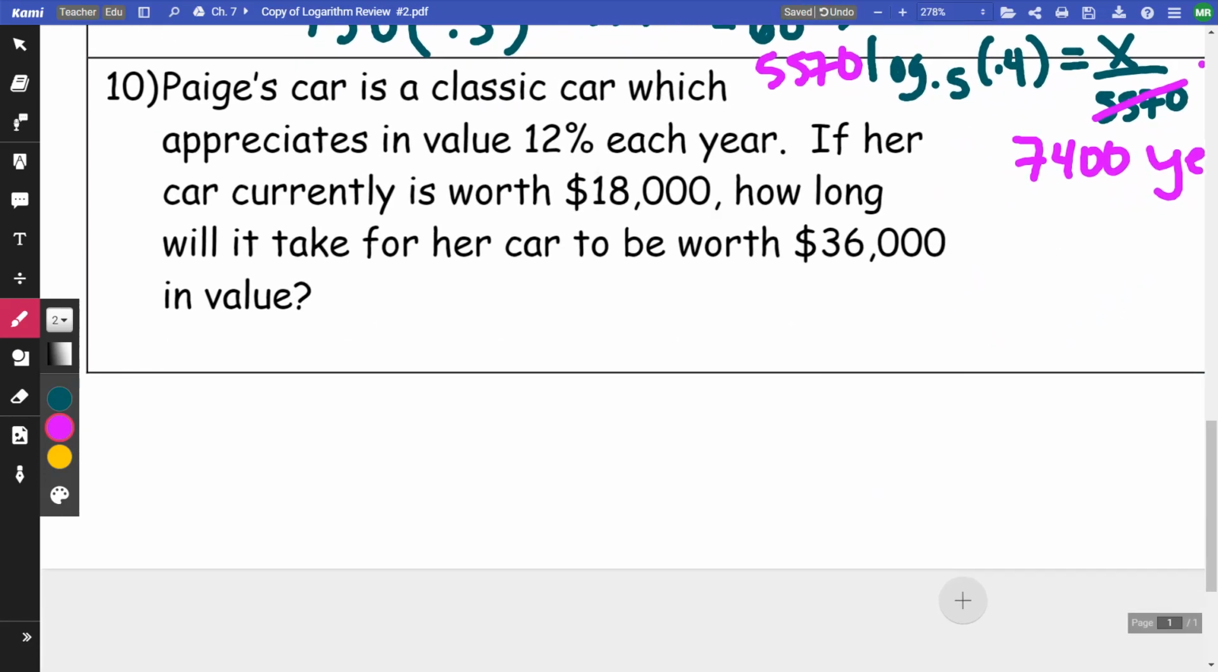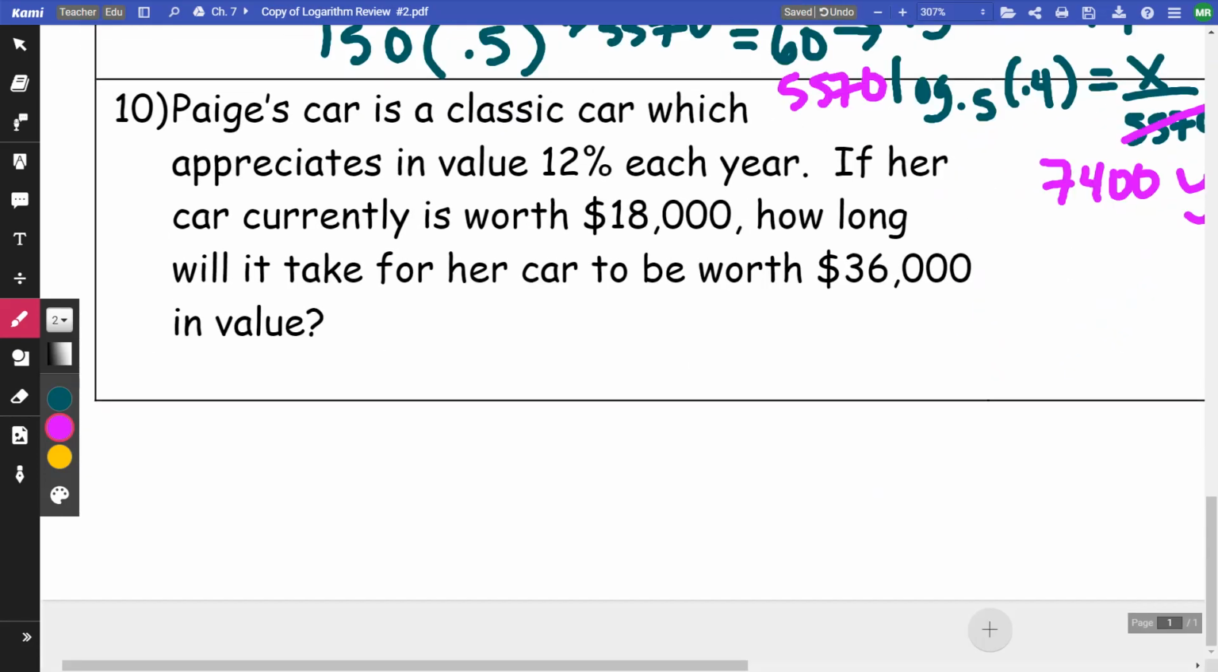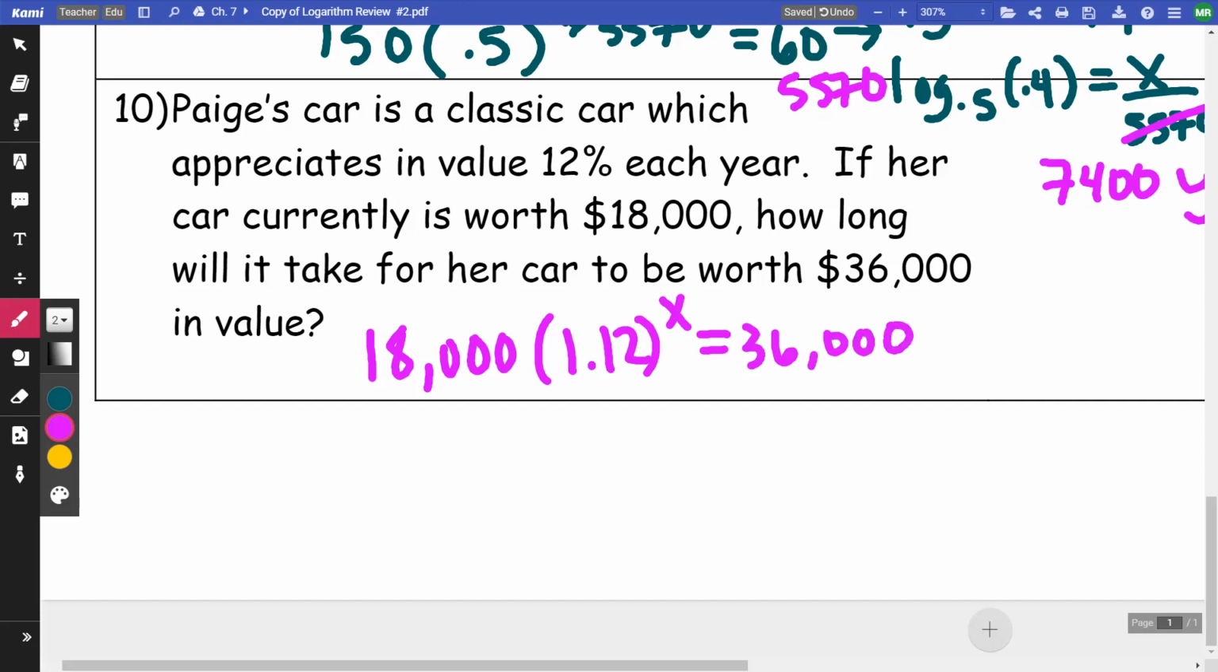And the last one here. Paige's car is a classic car which appreciates in value 12%. So that means it's increasing by 12%. If her car is currently worth $18,000, how long will it take for her car to be worth $36,000? So we're going to take $18,000. It's appreciating, so it's gaining 12%. So the multiplier is going to be 1.12, raised to the power x is equal to 36,000. I'm going to divide by 18,000. And 18,000 is actually half of 36,000, so that's going to be equal to 2.